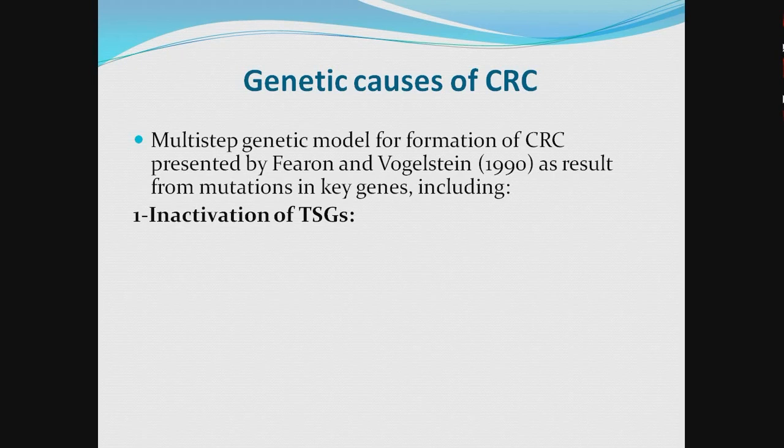So if we need to explain this subject, we need to know that there is a theory. This is represented by Fearon and Vogelstein in 1990. And this theory held that CRC is not developed from a single mutation. It needs many mutations.